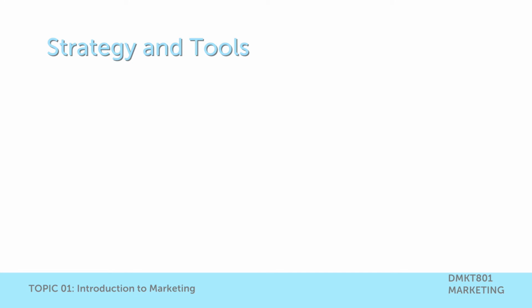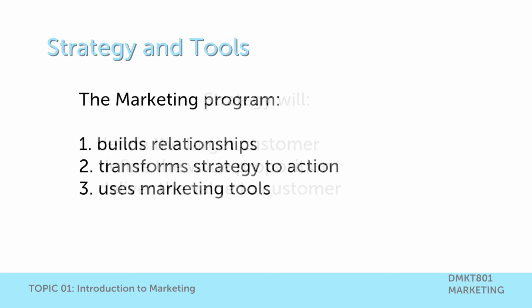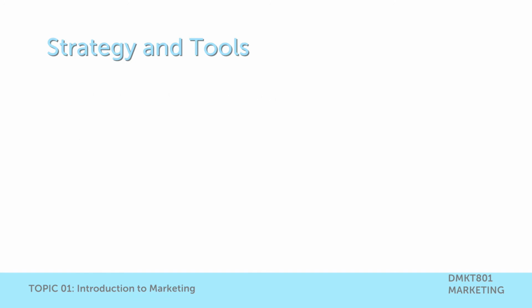In reality, companies will draw from each of these concepts when developing a marketing strategy. The company's marketing strategy outlines which customers it will serve and how it will create value for these customers. Next, the marketer develops an integrated marketing program that will actually deliver the intended value to target customers. The marketing program builds customer relationships by transforming the marketing strategy into action. It consists of the firm's marketing mix, the set of marketing tools the firm uses to implement its marketing strategy.